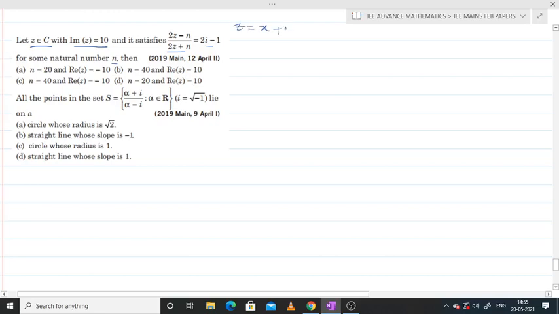I may write it as x plus iy. When the imaginary part of Z is 10, that means y is 10. So Z is actually x plus 10i. Now I'm going to put the Z value here. Before putting that, let's go for the cross multiplication.